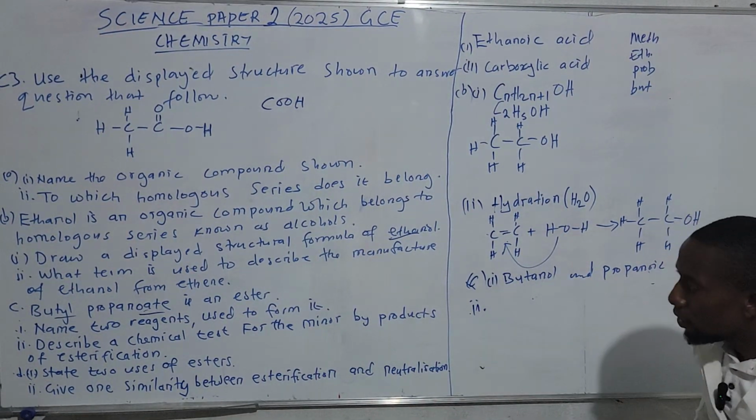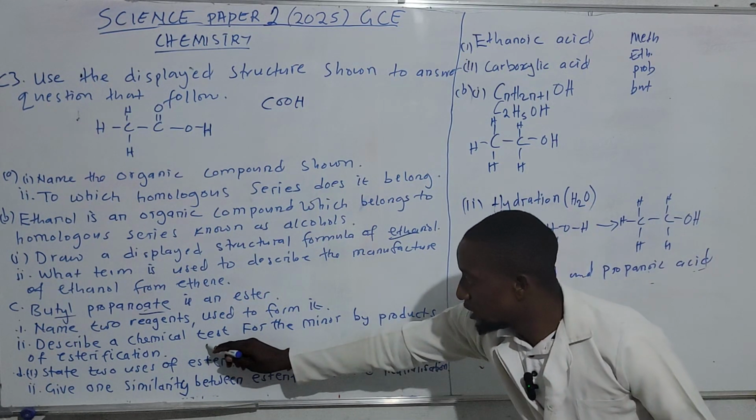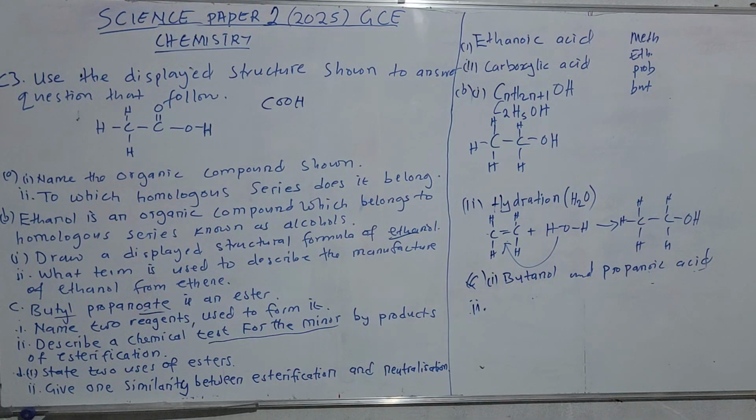Okay, what are they saying? Describe a chemical test for the minor product of esterification. Esterification is a process where an ester is formed. During this process, the ester is the major product and water is the minor product. So they want us to write the chemical test for the minor product, which is water.